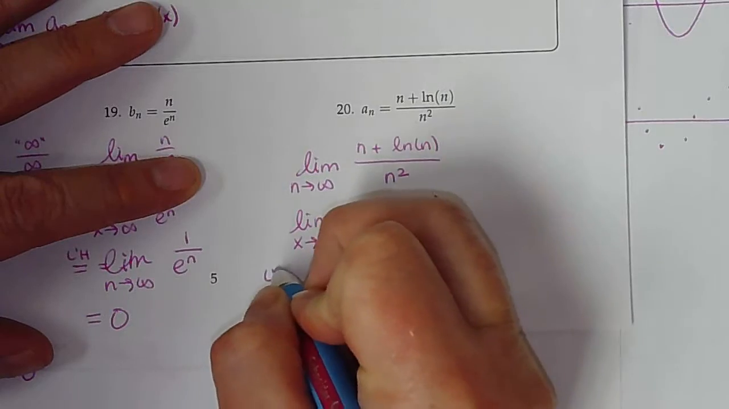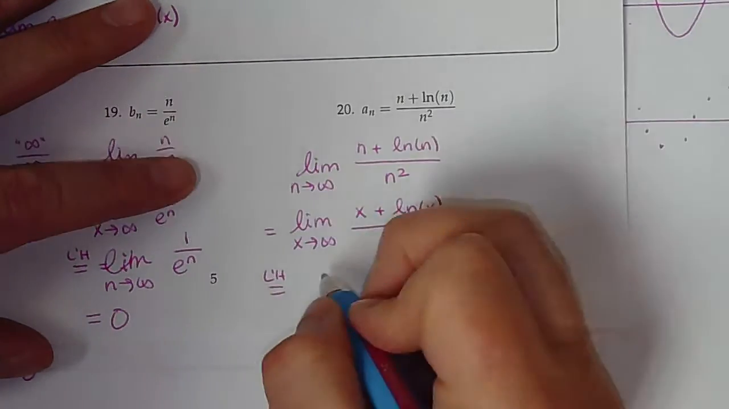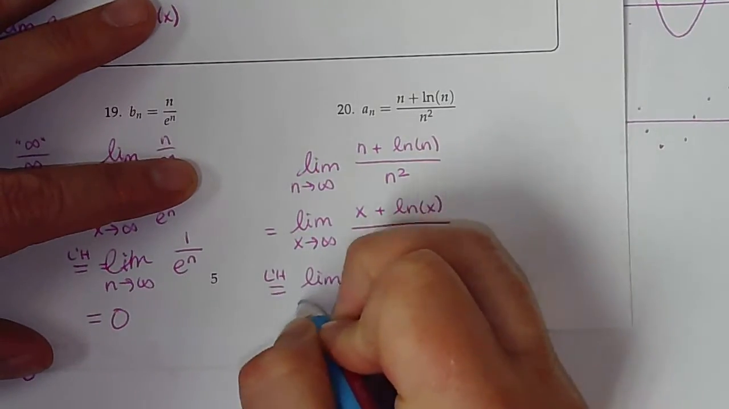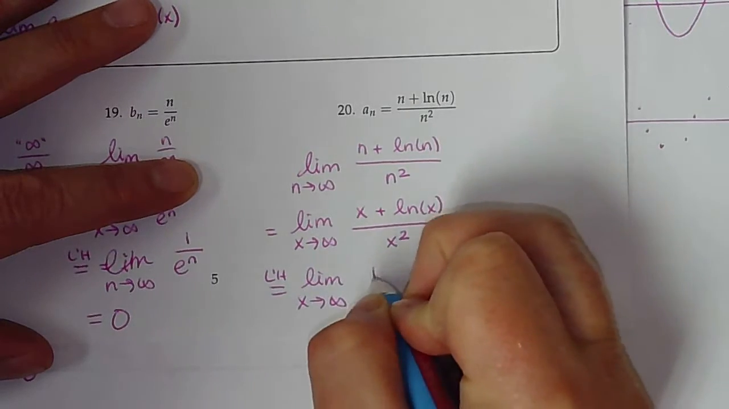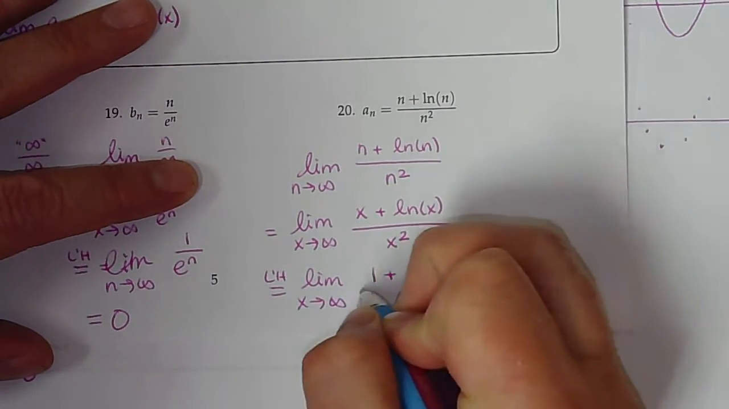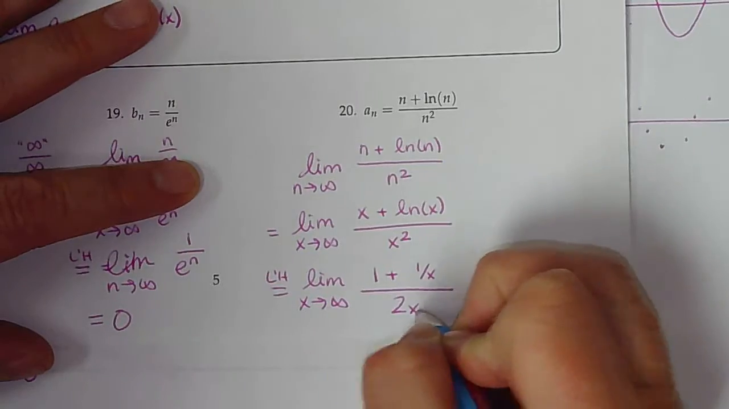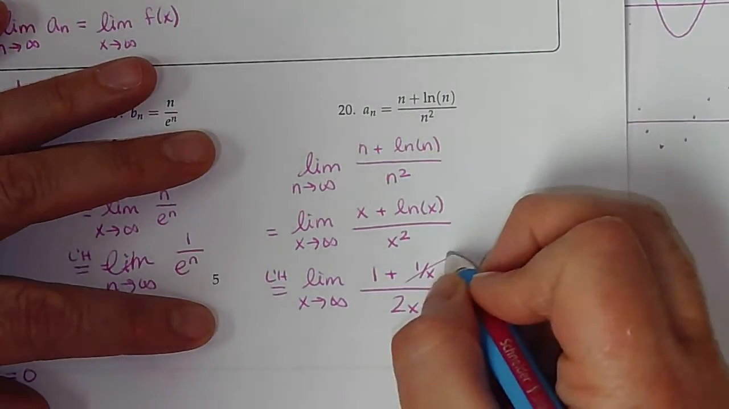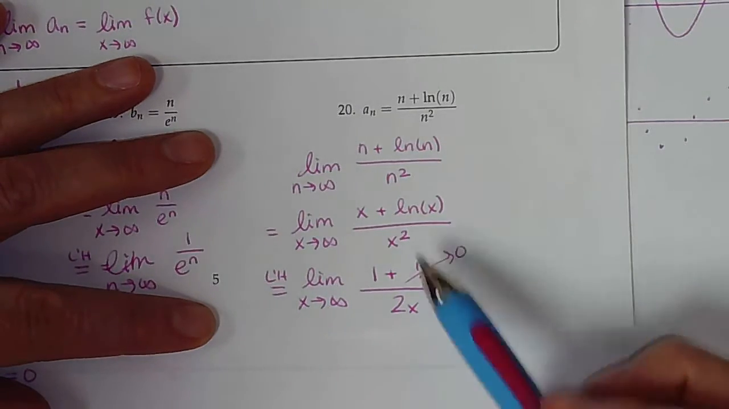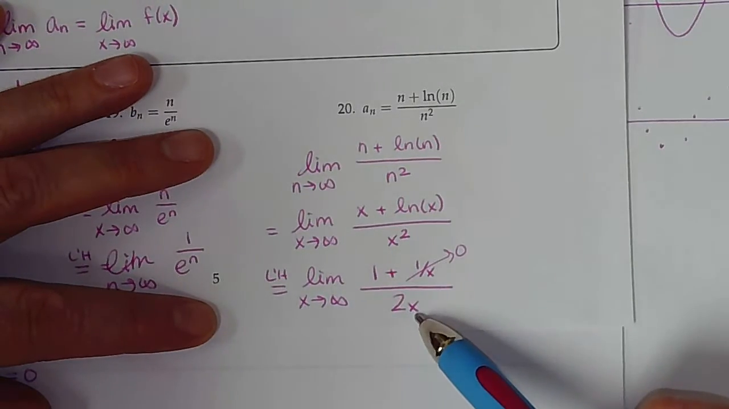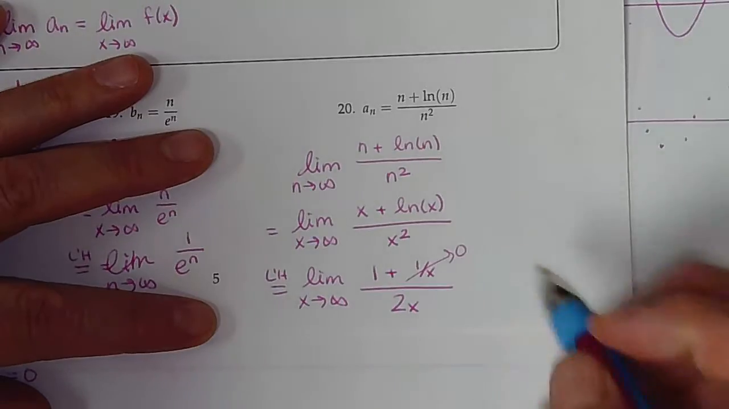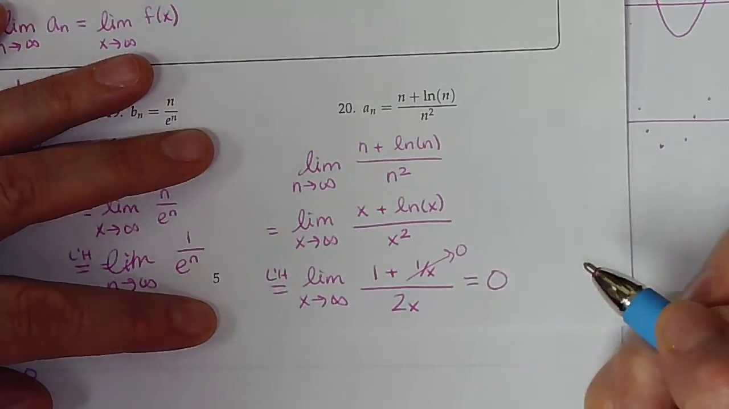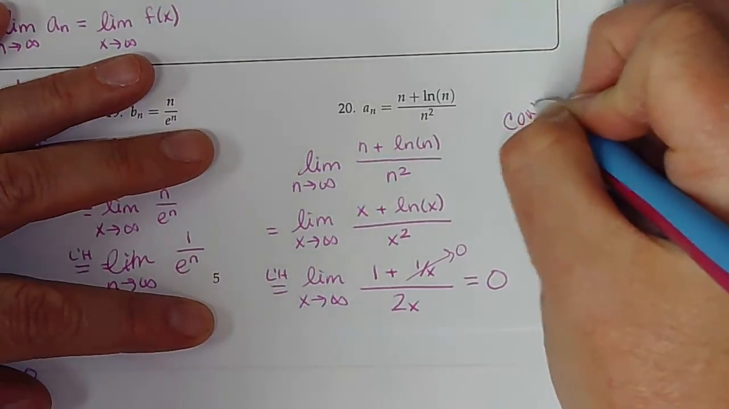So I'll apply my L'Hopital's. I have the limit as x goes to infinity of 1 plus 1 over x, all over 2x. I know as x gets really big, this 1 over x is going to go to 0, so that's going away. So what I really have is 1 over 2x. Again, this is 1 divided by infinity. This guy is 0, so this sequence also converges.